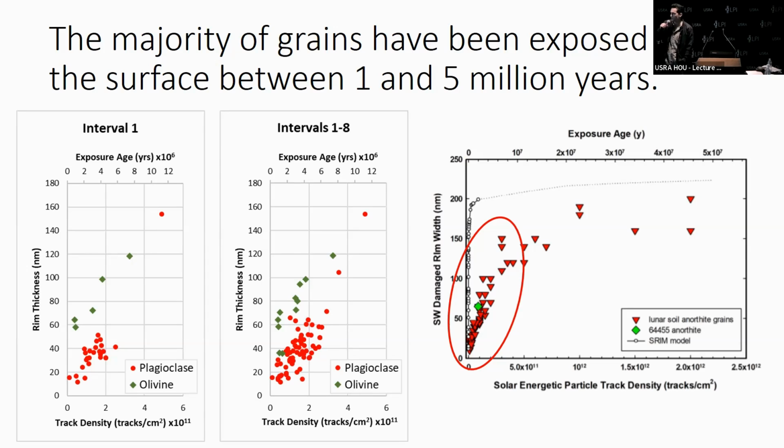In relation to the work of Keller et al. 2021, we find that our results align very well with that upward trend where we see increasing rim width with increasing exposure, that area circled on the figure.